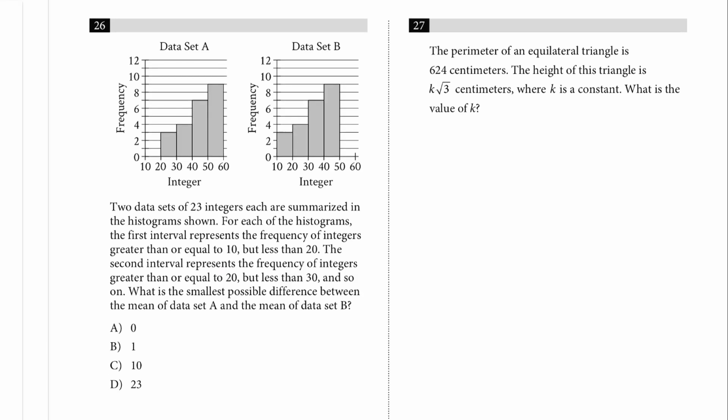Number 26. Two data sets of 23 integers are summarized in the histogram shown. For each of the histograms, the first interval represents the frequency of integers greater than or equal to 10, but less than 20. Okay, so just to clarify, this entire bar, if there were one, would be values from 10 to 19. This bar would be 20 to 29, and so forth. The second interval represents the frequency of integers greater than or equal to 20 but less than 30, and so on. What is the smallest possible difference between the mean of data set A and the mean of data set B?